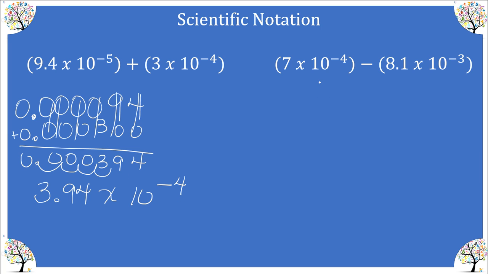And our last one. So we have 7 times 10 to the negative 4. So we're going to move the decimal to the left. And so that's going to give us 3 zeros. So I moved it 1, 2, 3, 4. And then I have 8.1. I'm going to move it once and then add 2 zeros. And then we are subtracting these. So I'm going to line up my decimal.